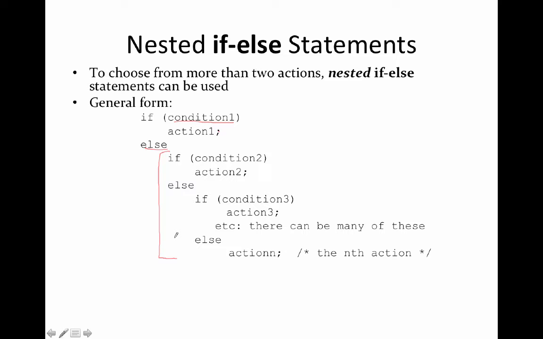So the action is another if-else statement that says if condition 2 is true, then we're going to execute action 2 and we're done. But if we get to this else, then we know that neither condition 1 nor condition 2 were true. So we're going to test another condition. If condition 3 is true, we're going to execute action 3, etc. So you can have as many of these as you want. And notice that we're indenting the actions to make it easier to see.